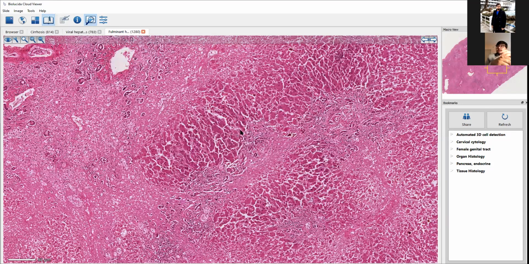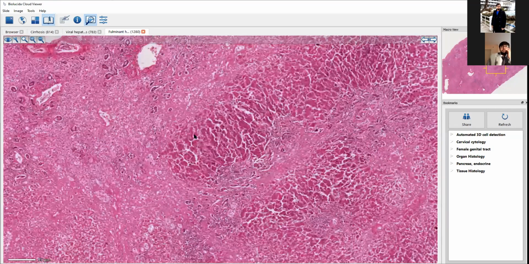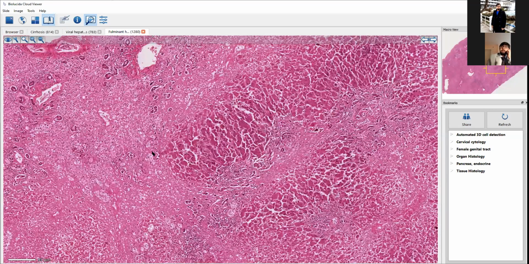I'll be covering various different stains and what they look like in a future lecture, because I'm trying to do this every week, depending on how much time I have. So now this is hematoxylin and eosin, right? This is why it looks dark pink and light pink.